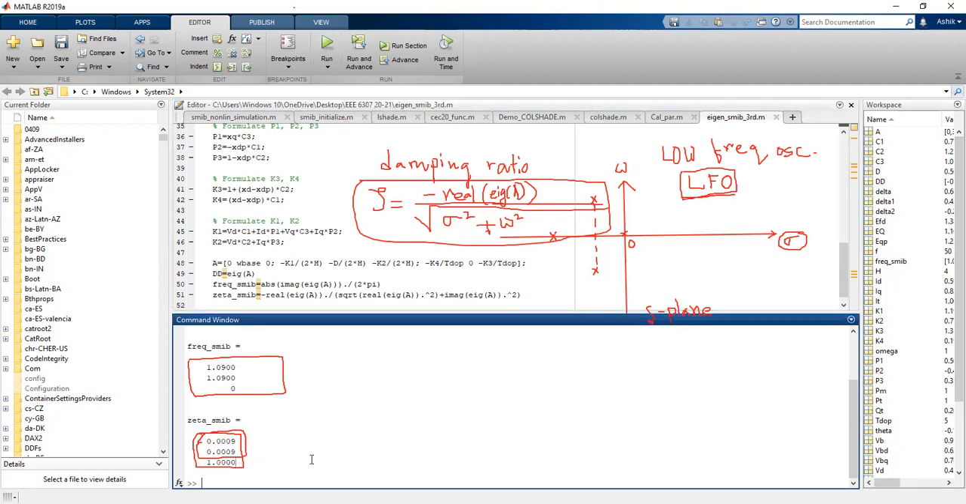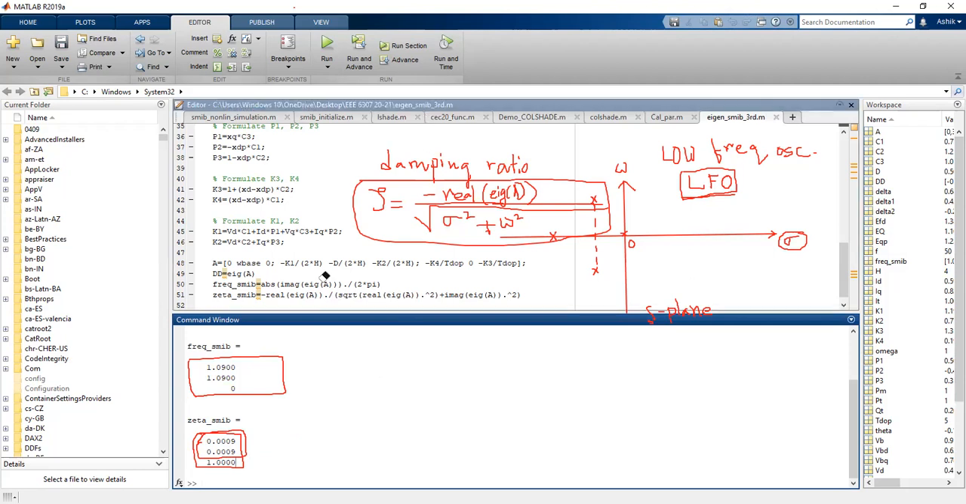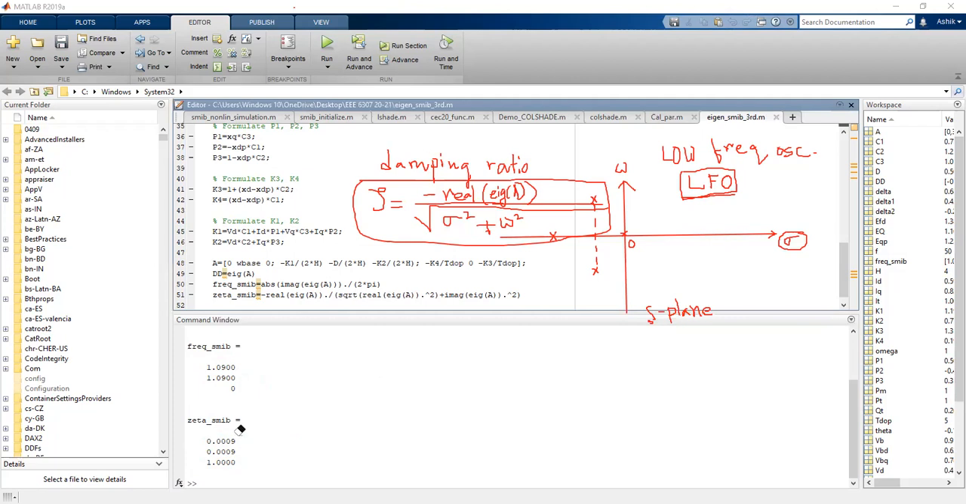Yeah. So you see, the amount of damping that is associated with the eigenvalues of the system, although it's a stable system, is pretty small. It's almost negligible. It's 0.0009. So in general, as a thumb rule, if your zeta is less than 0.1, then it is a very lowly damped system.